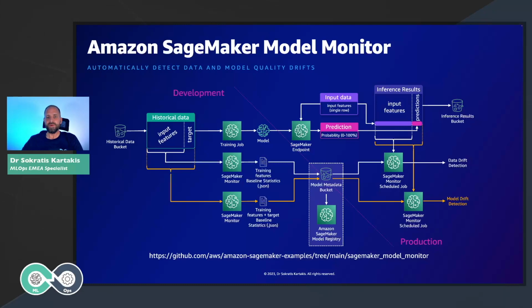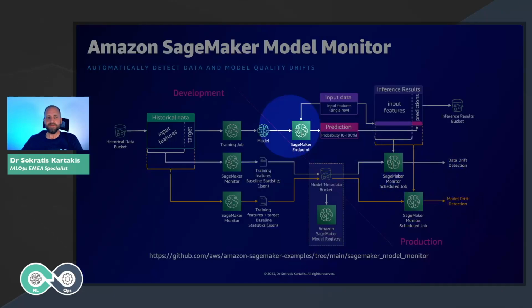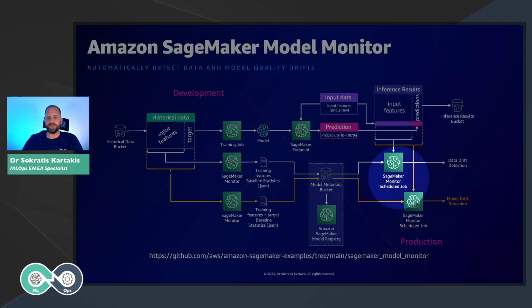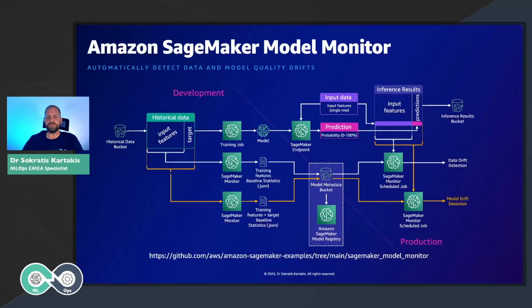Where do we have what? All this generation of the baseline statistics during training should happen in development. Now, the monitoring is a process that happens in production.